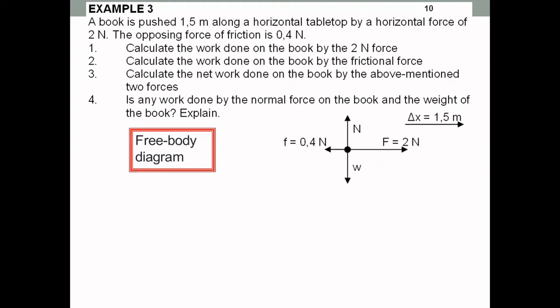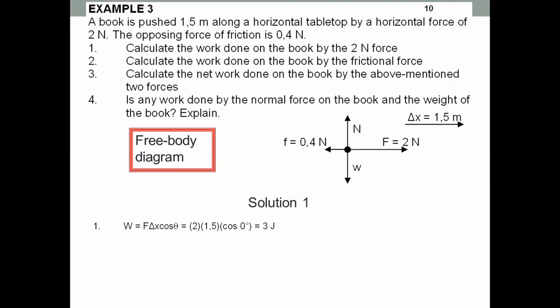That is a free body diagram. Then solution number 1. So we have work, which is the product of the force, displacement, and cos of theta. Then we make substitutions, then we get 3 joules. That is question number 1.